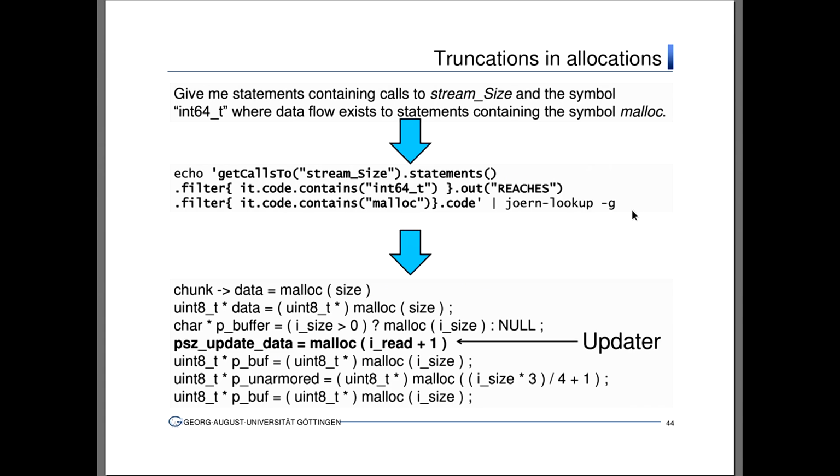There you go. So again, formulating this in your head, you get: give me statements containing calls to stream size and the symbol int64_t, where data flow exists to statements containing the symbol malloc, right? So you get allocations depending on the stream size. And this query, the sentence is not so long and the query isn't either. Again, get calls to stream size, and then go up to the statement. And now you're leaving the AST part, and now filter all those statements which contain int64, and then follow the data flow to statements that contain the word malloc. That's it.